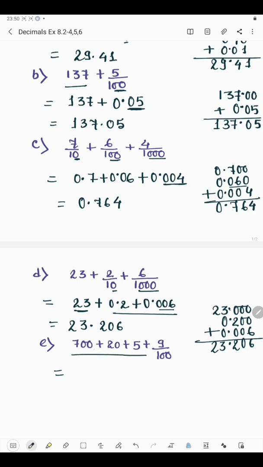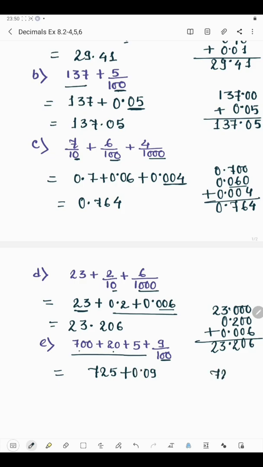Now in the last part we have 700 plus 20 plus 5 plus 9 by 100. So if you add this all, 700 plus 20 plus 5 is 725 plus 9 by 100. So if you want to convert it into decimal, see here we have 2 zeros, so after 2 digits we will have to put the decimal, so it will become 0.09.